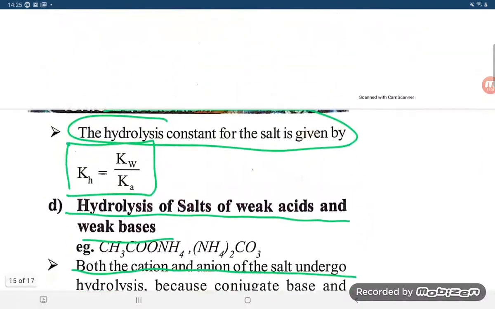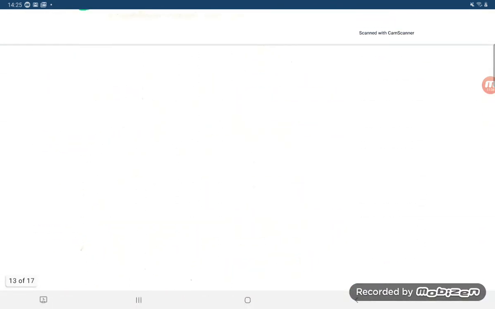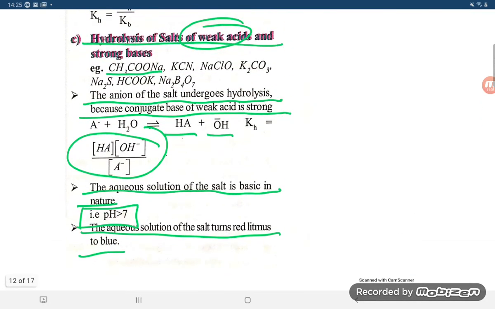So this is all about the hydrolysis of salt and types of factors affecting ionization of acids and bases.